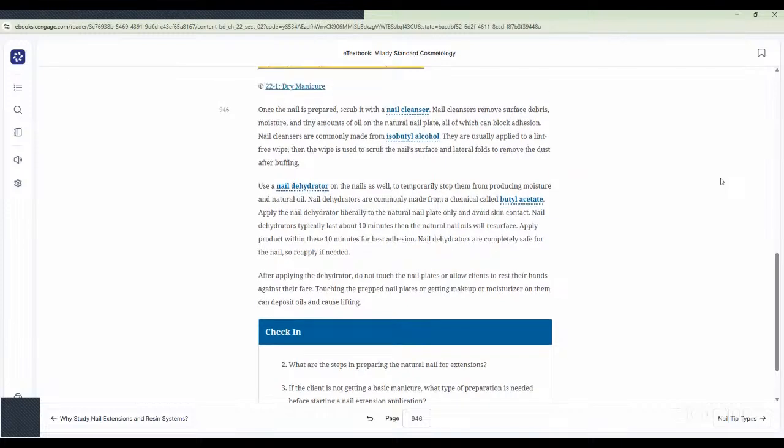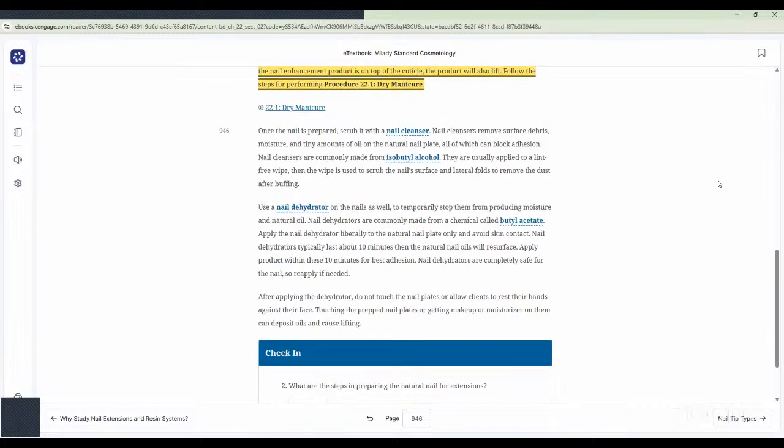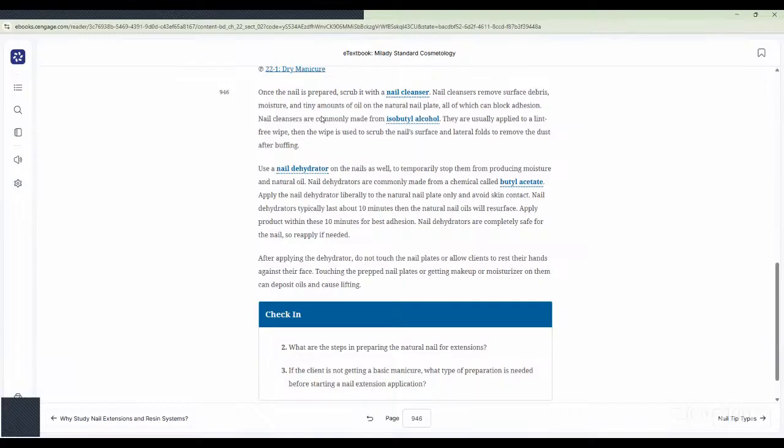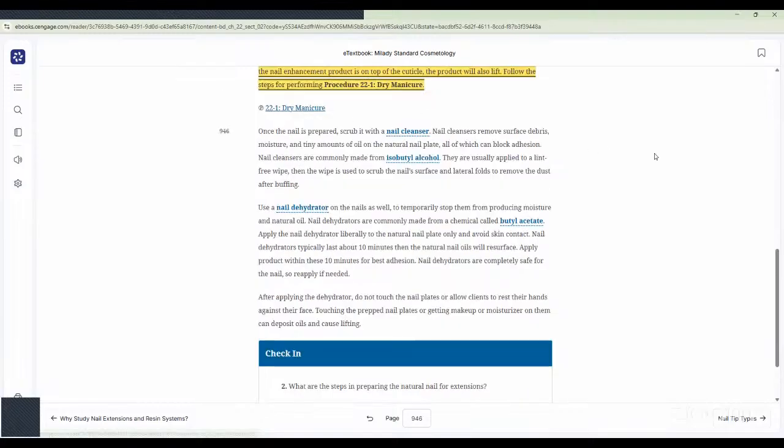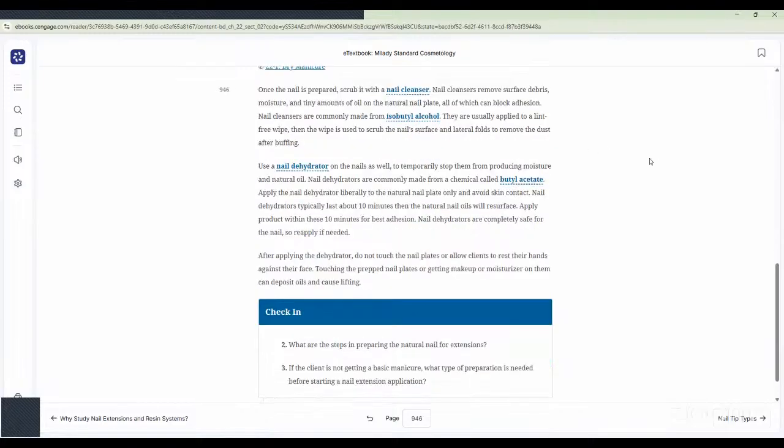You have your nail cleanser. We're looking at the dry manicure procedure, nail cleanser, alcohol. The Tennessee State Board of Cosmetology requires you have at least a 70% alcohol in your salon or spa. All right, at least a 70% alcohol. So if you have 50% alcohol, it's not strong enough. It doesn't kill anything, doesn't do anything. Okay. You need at least a 70% alcohol.